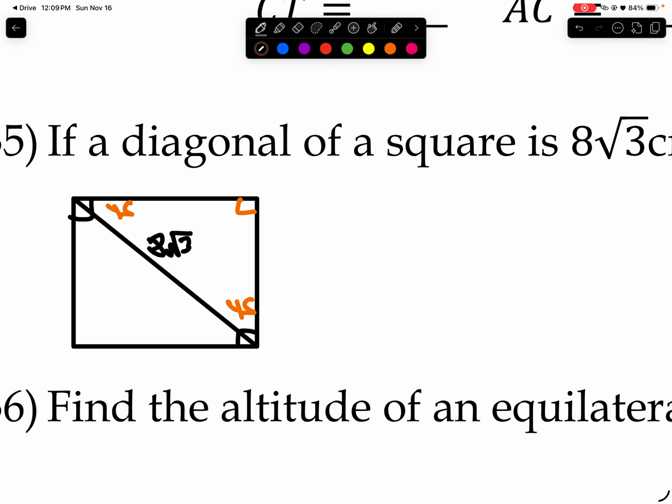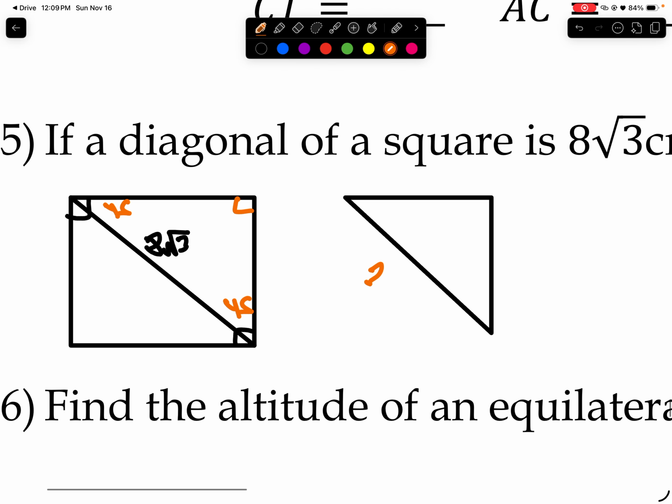So what I'm actually going to do is I just want to take that triangle. That's not even close. I'm going to take this triangle and just look at the triangle. So that means I'm going to look at a hypotenuse value of 8 root 3. And then I want to find my leg lengths, given that this is a 45, 45, 90 triangle.